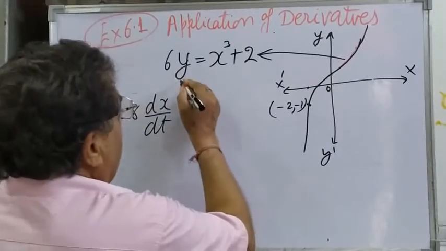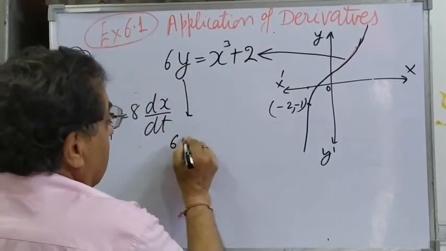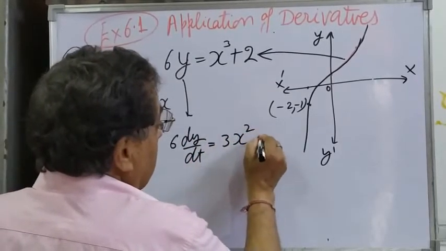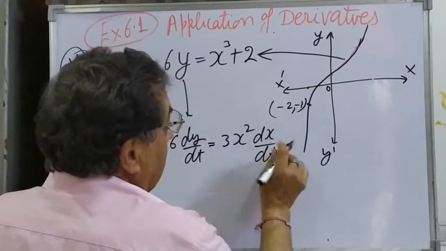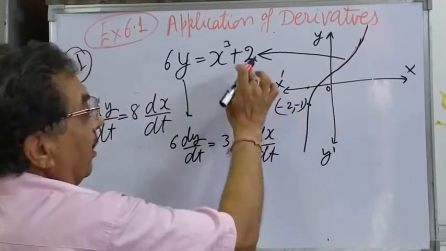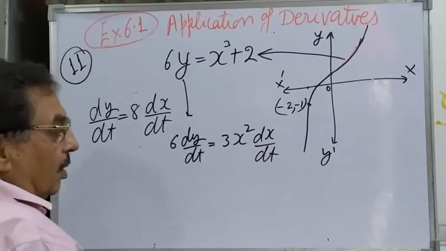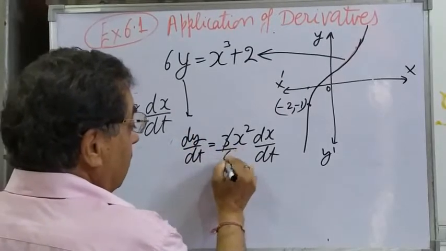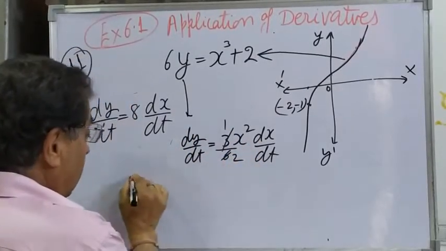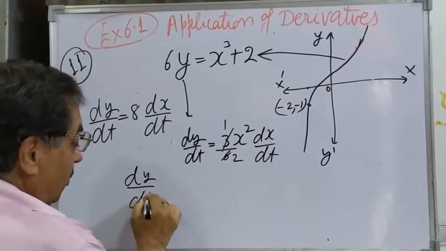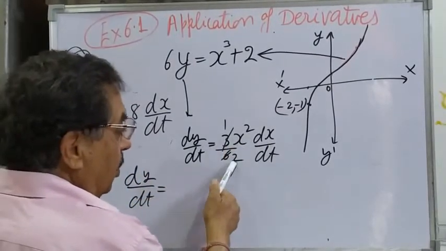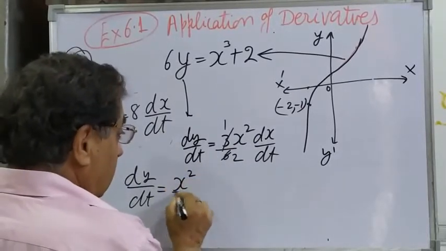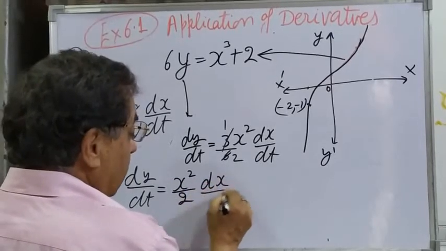Now I go for this one: 6 dy by dt is equal to 3x square dx by dt, while the derivative of 2 will be 0, a constant term. Now this 3 gets cancelled with this one. I bring the 6 here, 3 1s are 3, 3 2s are 6. So our dy by dt comes to be x square by 2 times dx by dt. What is the value of x? That we are supposed to find out.